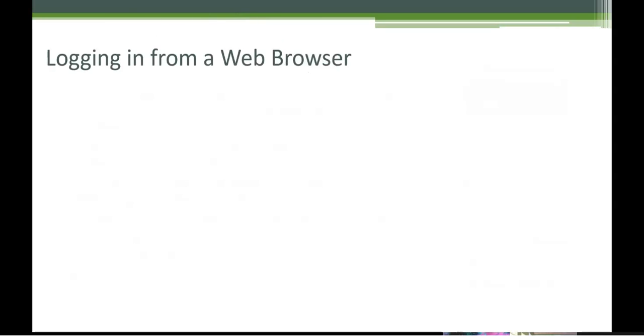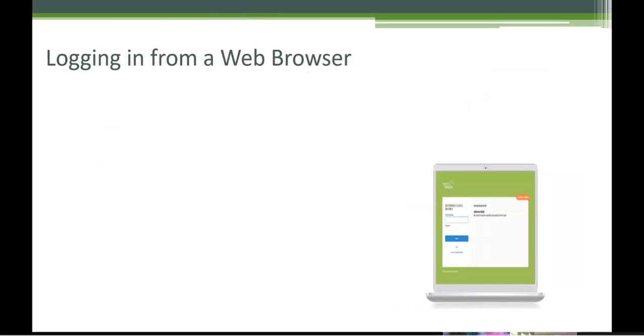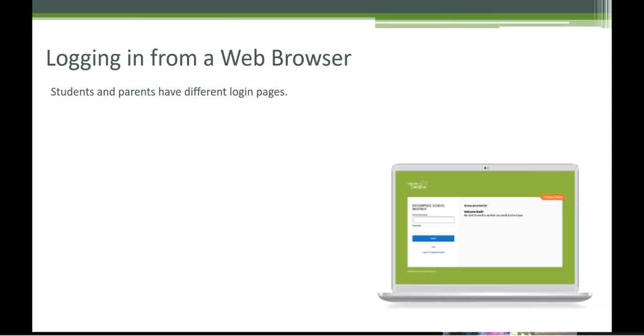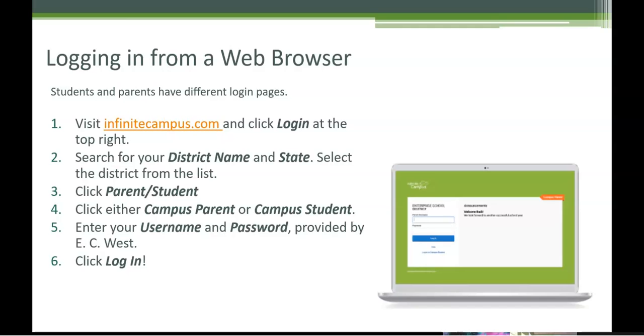If you're logging in from a web browser, you and your child will have different login pages, so that's something you want to keep in mind. You'll visit infinitecampus.com and click login at the top right. You will then search again for the district name and state. You'll select the district from the list, Fulton, and then you click parent or student. So you'll either click Campus Parent or Campus Student.